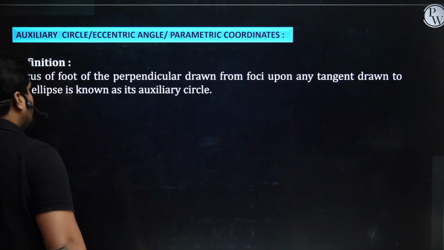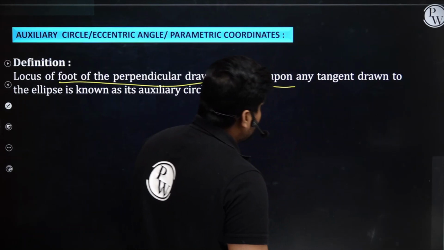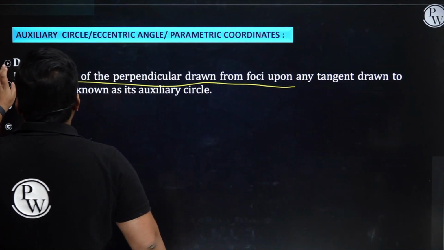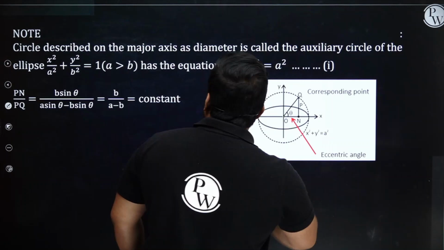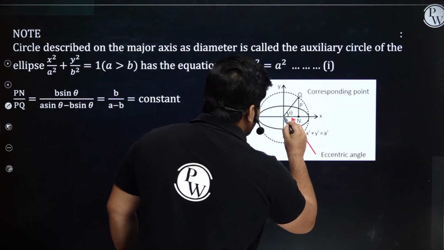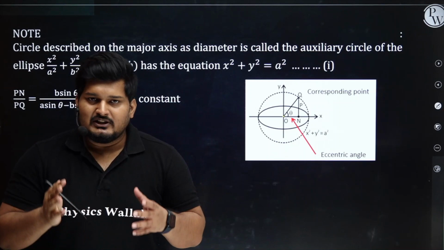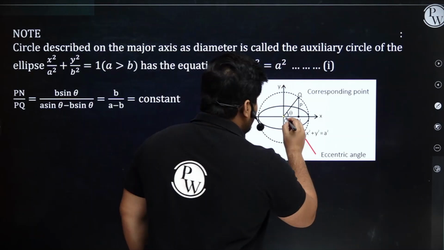Auxiliary circle. Now, what is it? The definition says that it is the locus of the foot of perpendicular drawn from focus upon any tangent, right? Locus of foot of perpendicular. Now, it will help you visualize. See, the auxiliary circle has its center as the center of the ellipse. The auxiliary circle is concentric with the ellipse and the radius is equal to the semi-major axis, right? So this is the definition.